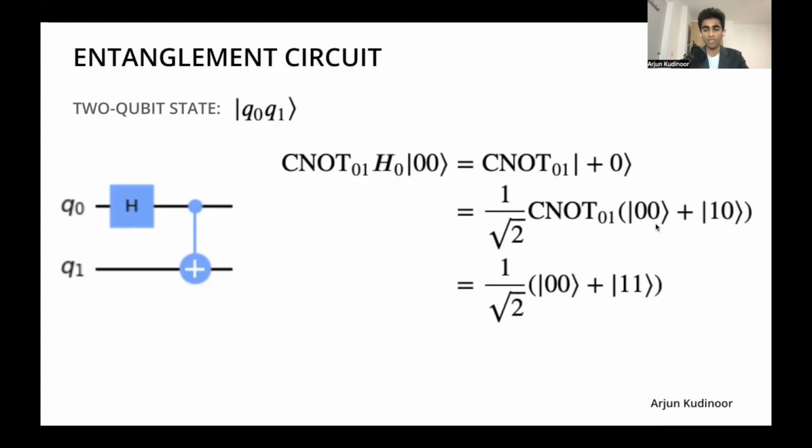The target state remains 0. But a CNOT acting on this would change the target qubit to a 1 because the target and the control differ. So we get 0, 0 plus 1, 1, and then we have this normalization factor out here from the Hadamard. This is one of the Bell states. This is an entangled pair of qubits. So this simple set of 2 quantum gate operations gives us an entangled pair of qubits. Fair enough.